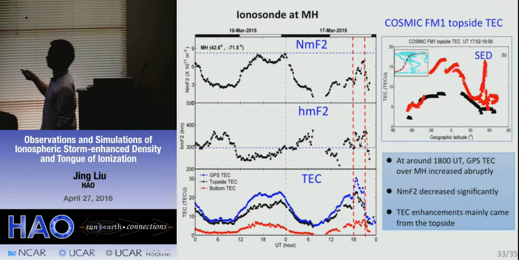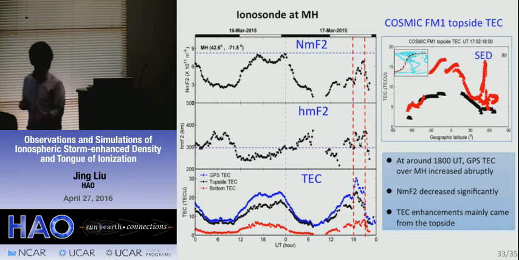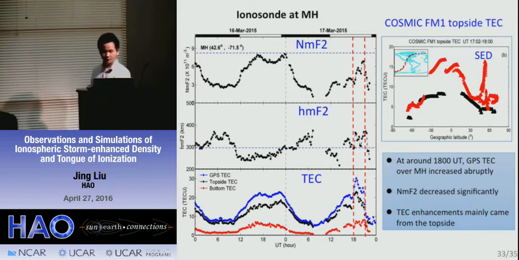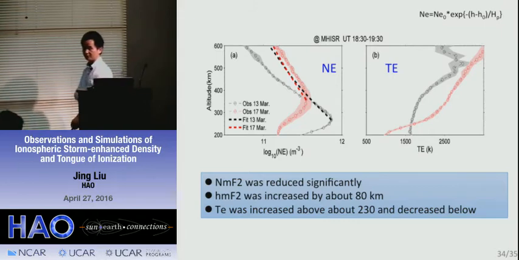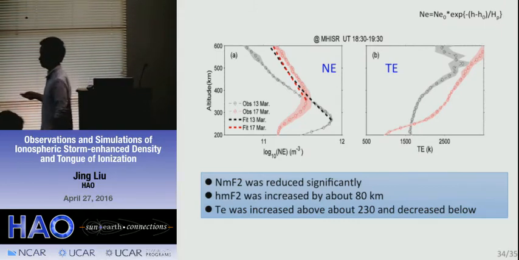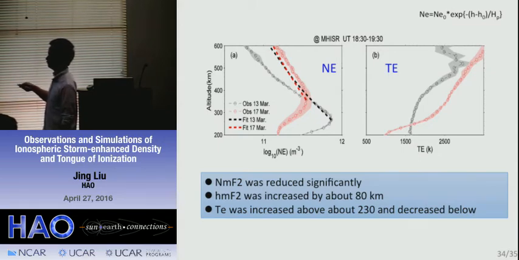The COSMIC satellite just passed over this SED region. We see this spike-like enhanced SED here. The Millstone Hill incoherent scatter radar gives a better view of what's happening at different altitudes. We see the electron density decreased in the lower ionosphere, but increased in the top side.